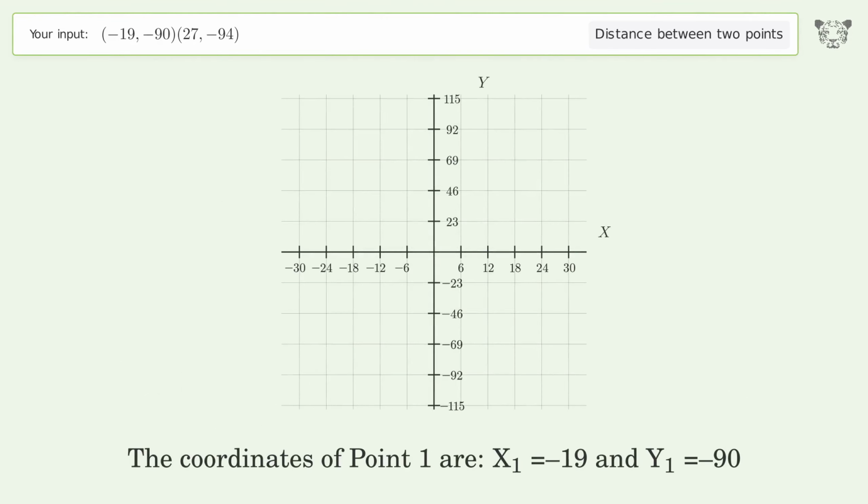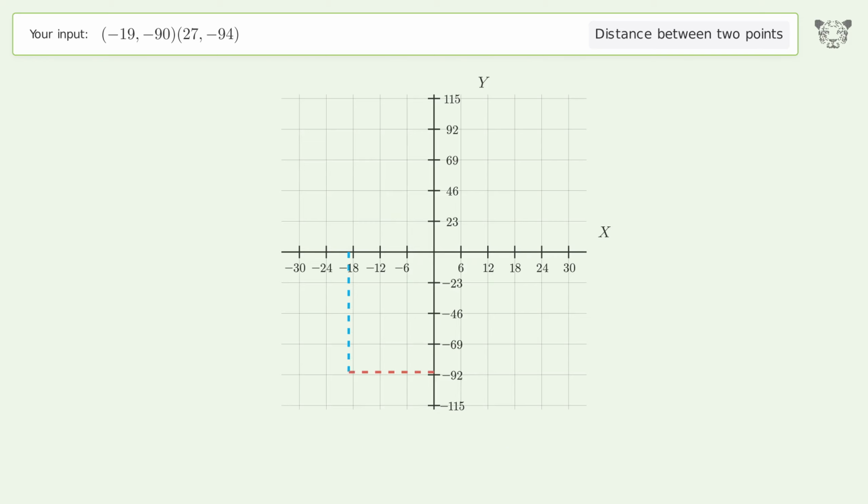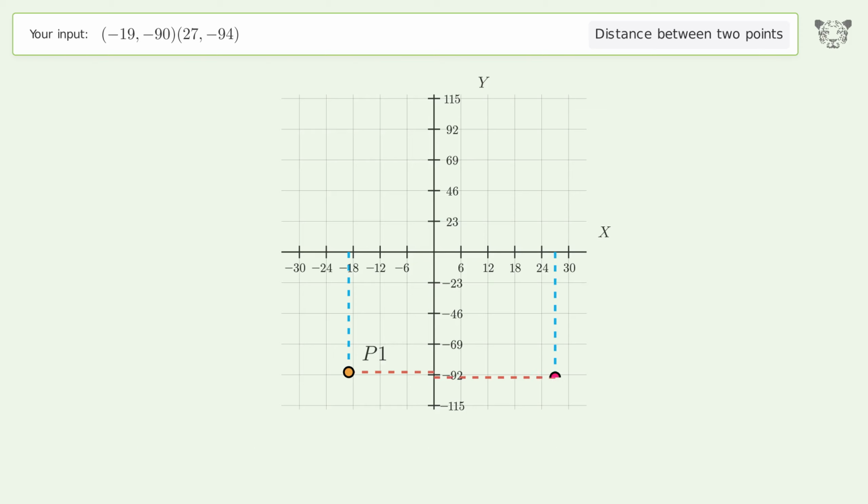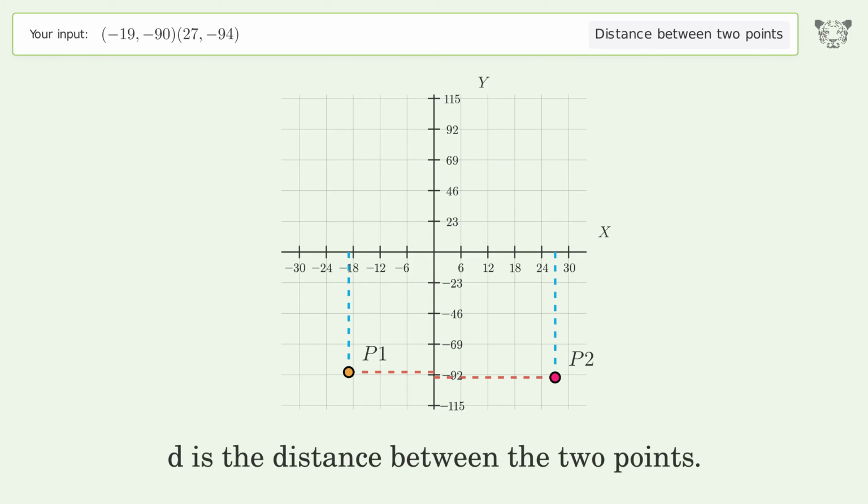The coordinates of point 1 are x1 equals -19 and y1 equals -90. The coordinates of point 2 are x2 equals 27 and y2 equals -94. D is the distance between the 2 points.